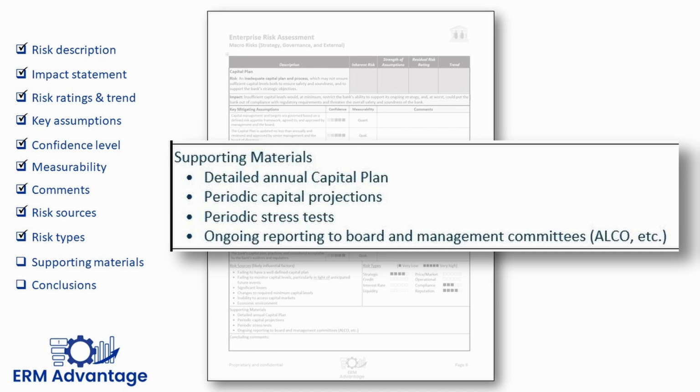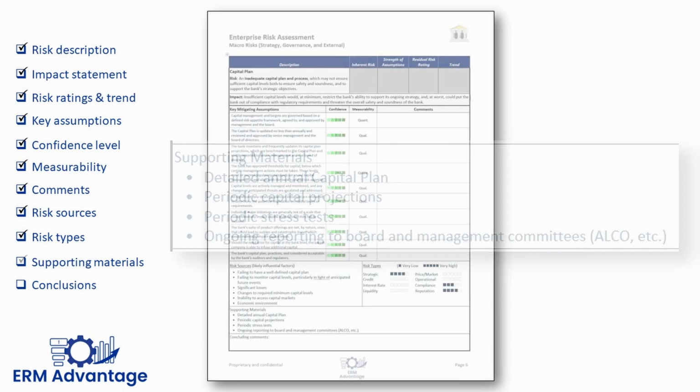Alternatively, the lack of related materials, meaning assumptions are largely based on a simple opinion or perception, should call into question the basis for any assumption confidence. In this case, there are some obvious elements that relate to capital planning and management, including a detailed annual capital plan, periodic capital analysis and projections, periodic stress tests, ongoing reporting to the board and senior management committees, ALCO, etc. So even as we think about these related elements, some of the assumptions reviewed could have an effect on them.